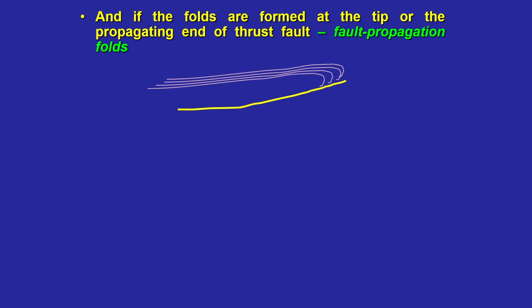Of course, here also the process remains the same, that is, a flat and ramp structure is there. So, if the folds are formed at the tip, or the propagating end, of the thrust fault, then we term this a fault propagation fold.